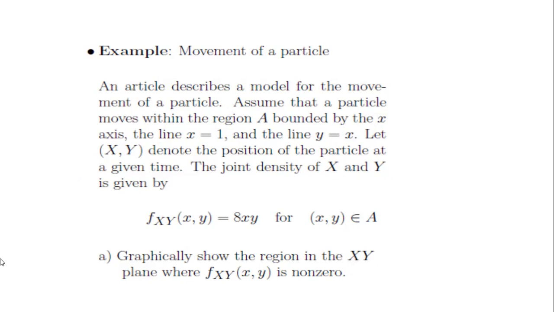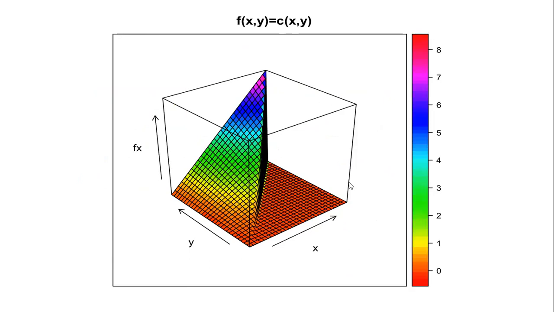It's as simple as that. So let's see how that happens. Do you think this is the curve 8xy? Yes, it does seem so. Okay, how will the line y equals x go? Let me use a brighter color. So it's something like this, y equals x, and x equals 1 like this. So it's intersecting somewhere here. This could be the region A, which is of our interest.